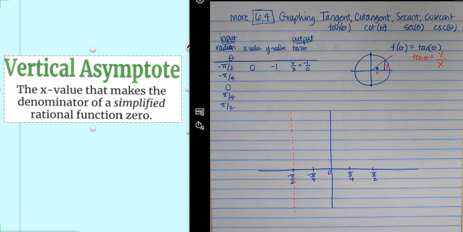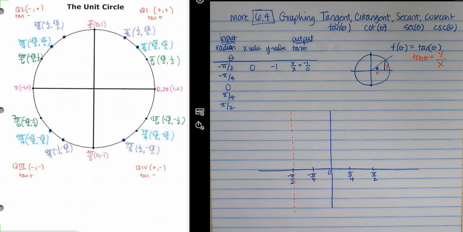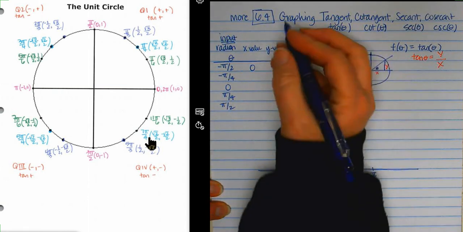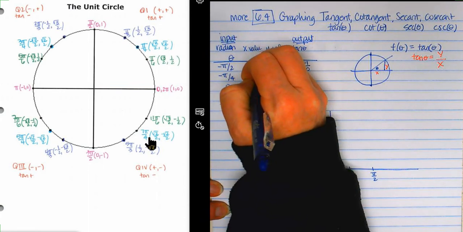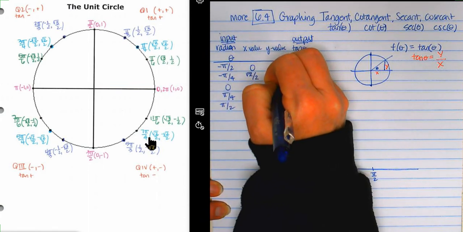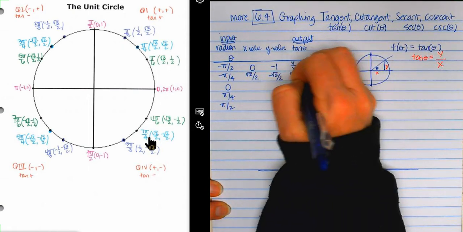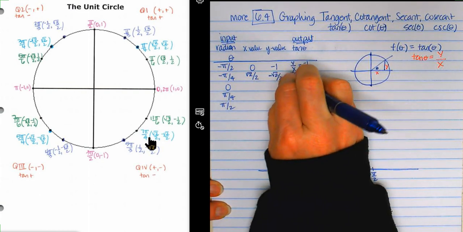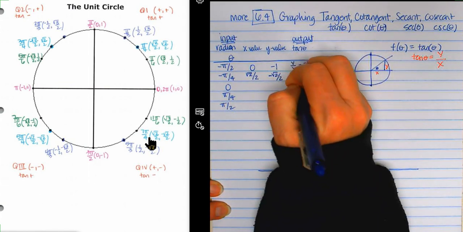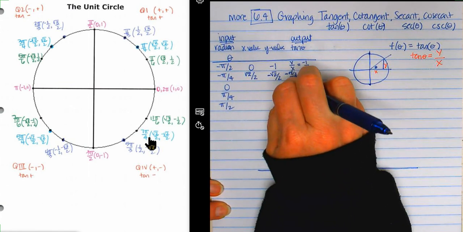What happens at negative pi over 4? Negative pi over 4 is right here. This is a 0, and I go negative pi over 4 and stop here. I've got the same x and y value except y is negative. So the square root of 2 over 2 and negative square root of 2 over 2. So what does that mean for tangent? It means negative square root of 2 over 2 over square root of 2 over 2. I did that backwards, but the numerator is the negative one.